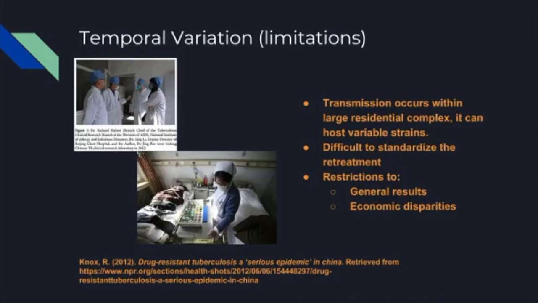As for the limitations, the transmission occurs within large residential complexes, which can host a lot of variable strains, which makes it really difficult to standardize the retreatment of vaccines. And another limitation will be the restrictions to the general results and economic disparities depending on the area of China.